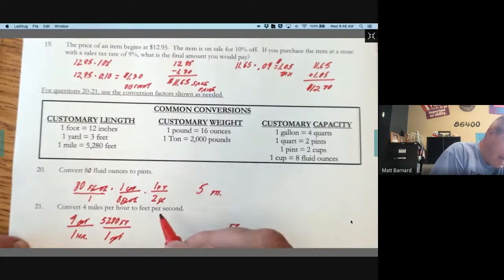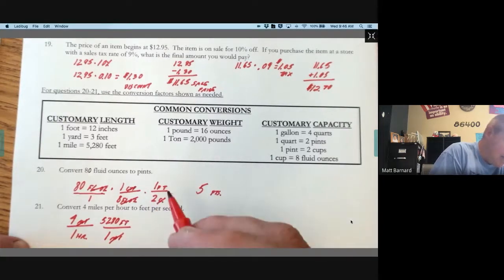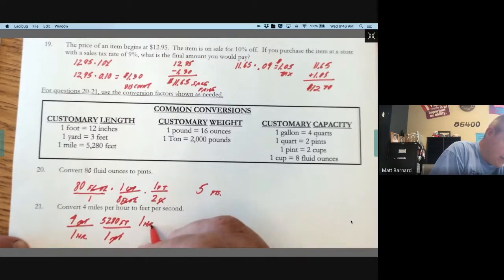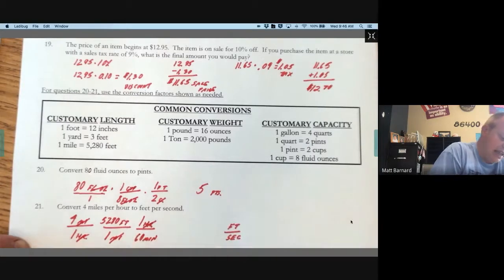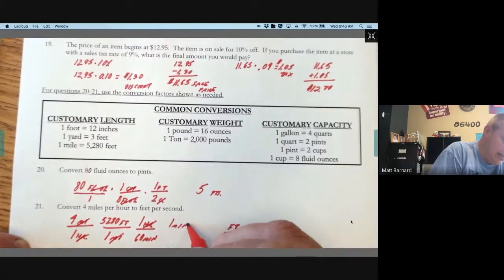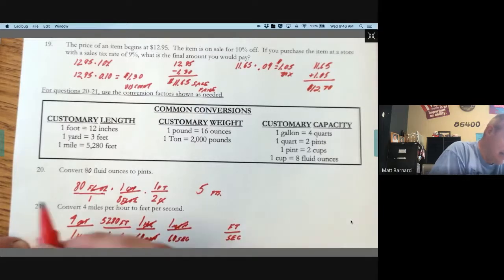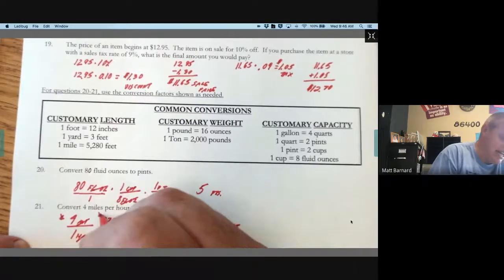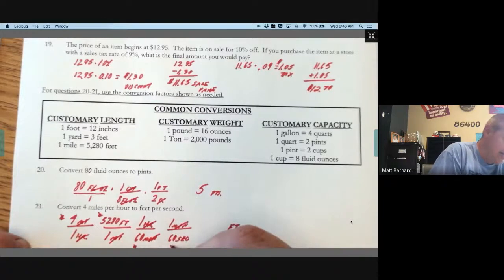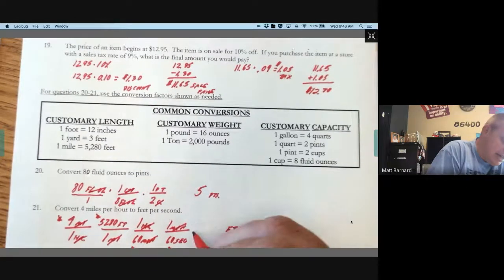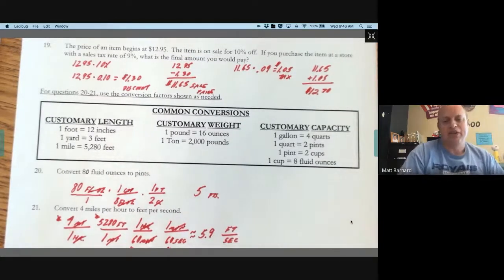So let's see, what do I know? Well, I know 1 hour is 60 minutes, so there go the hours. And I also know that 1 minute is 60 seconds. There go the minutes. So I've got my units, seconds and feet, and I would multiply my 4, my 5280, and I'm going to divide by 60 and the 60. When I'm done, I'm going to get approximately 5.9 feet per second.